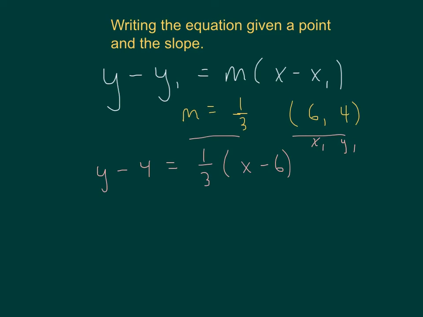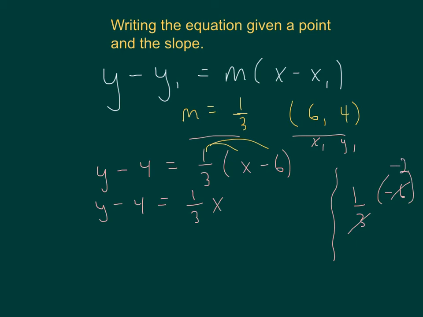Now the point here is to carefully distribute, so I'm just going to rewrite the left side as is. Y minus 4 equals 1/3 times x, which is 1/3 x. And then off to the side here, 1/3 times a negative 6. The 3 cancels out that 6, making it a negative 2. So it's just 1/3 x minus 2.